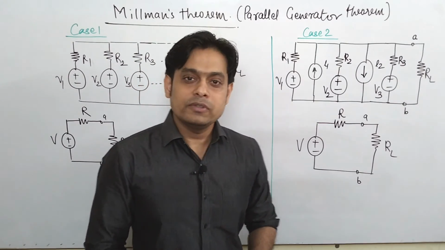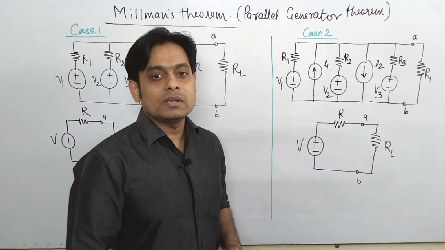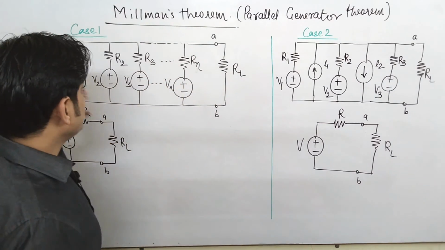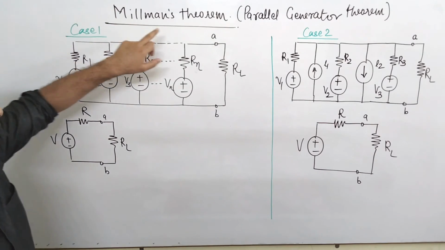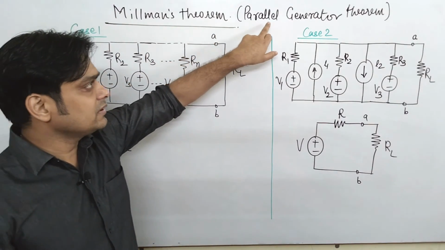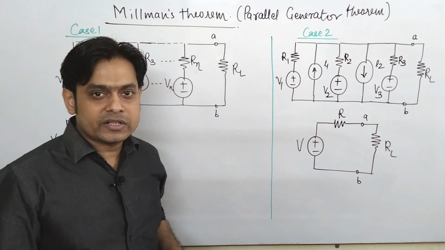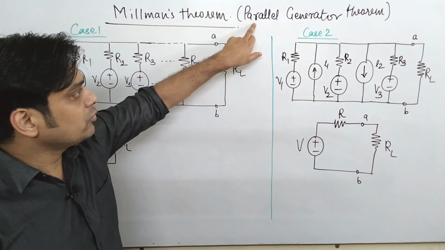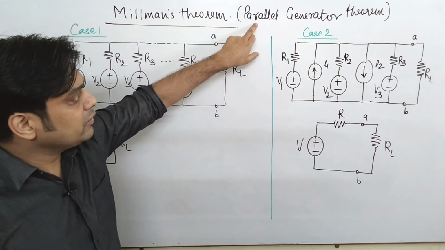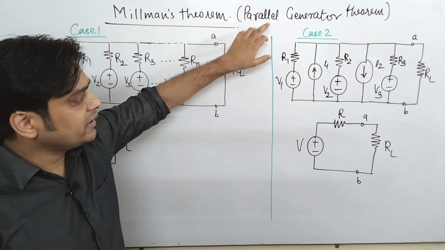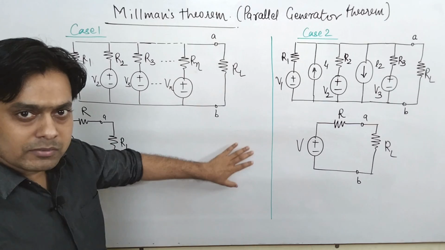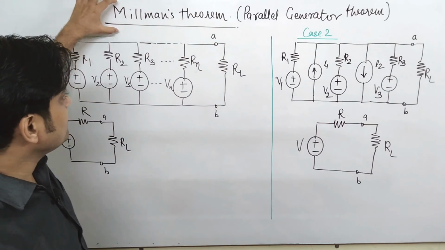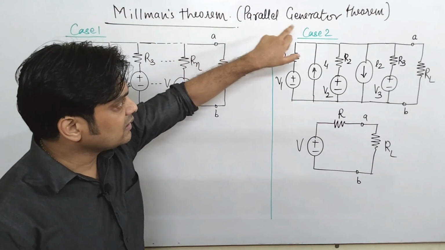So we start with our next theorem known as Millman's theorem. So friends, what is Millman's theorem? The first very important thing is Millman's theorem is also known as parallel generator theorem. Please keep in mind, this question sometimes used to come: what do you mean by parallel generator theorem? And you have four options like this. So please keep in mind, Millman's theorem is also known as parallel generator theorem.